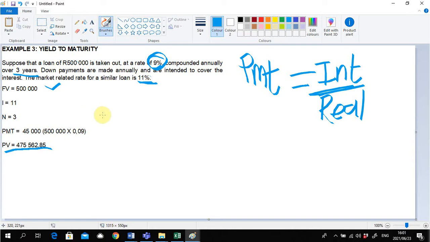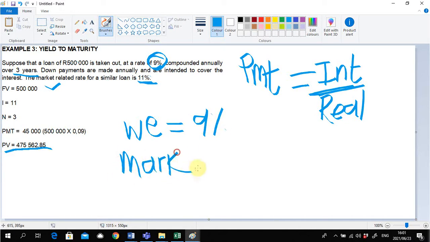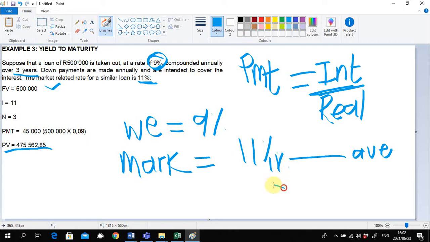So what's happening in this question? Well, in this question, we're actually saving money because what are we paying? We are paying 9%, but the market expects what? If we look at the market, it's asking for 11%. So we are paying less than the average. So if this is the average of 11%, my business is paying 9%. So this is below average, which means that I'm actually saving money in this instance. I am saving money because I pay less than the market expects of me to pay.